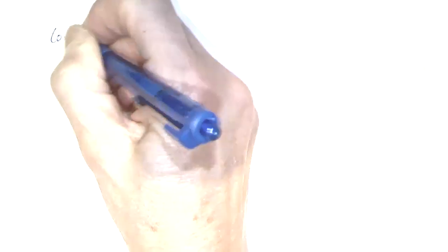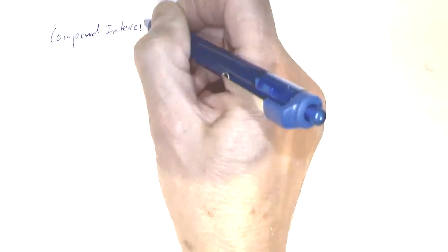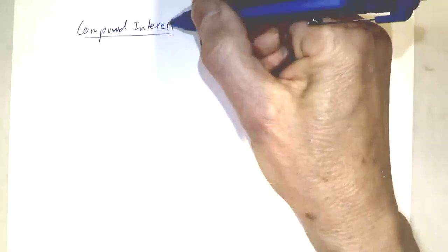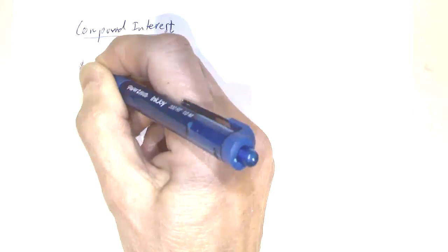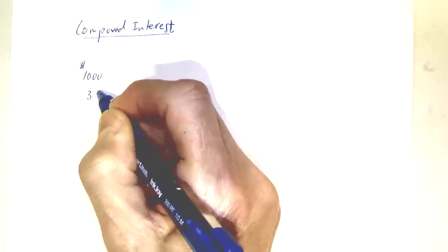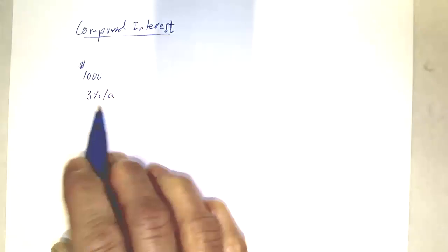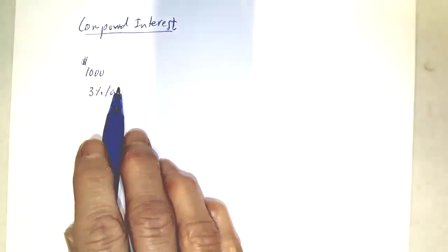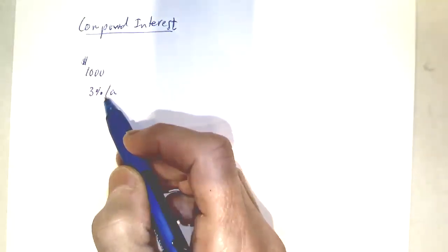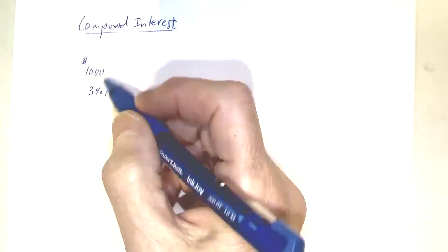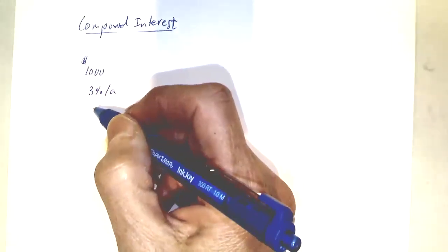I want to talk about the concept of compound interest. This world revolves around money, making money, and one of the most important ways that our money grows quickly is by earning compound interest. What does that mean? It means you can put $1,000 in the bank. If the bank pays 3% interest per year, per annum, which isn't unreasonable for some accounts these days, the money could be compounded.